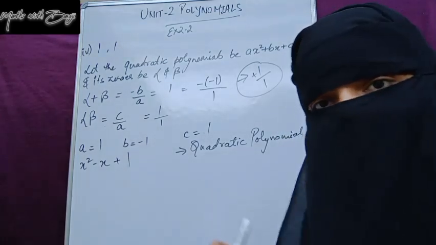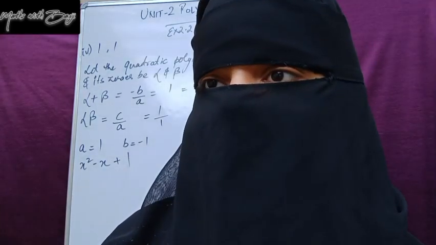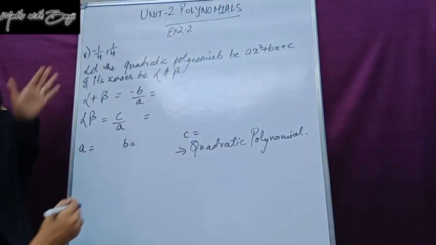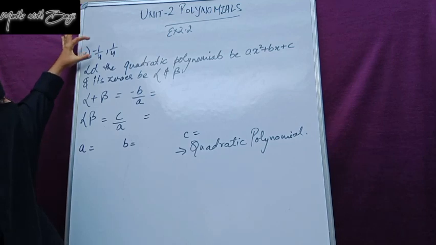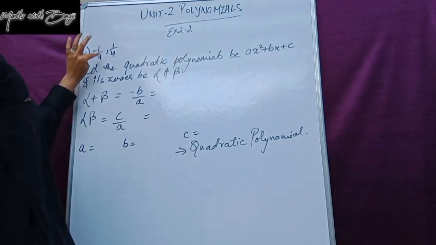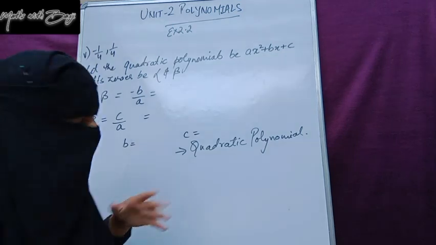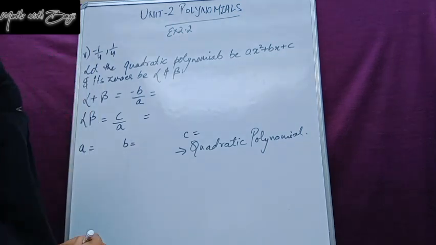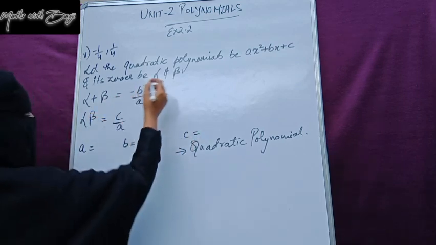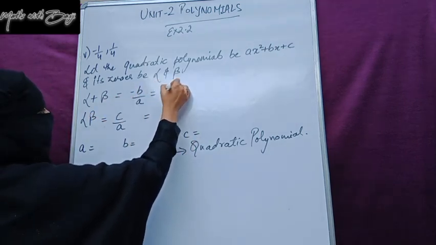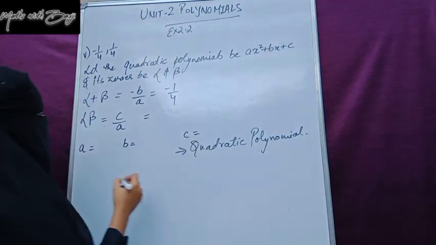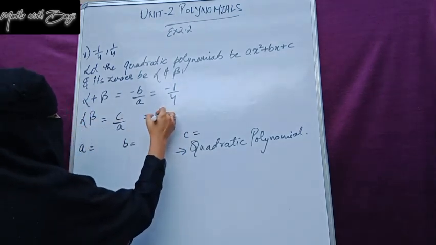Now let's move to part 5. What are the zeros given? What are the roots given? That is minus 1 upon 4, and 1, where one is positive and one is negative. So let's take alpha plus beta, sum of its zeros. We can write minus 1 upon 4. From here we get the value of a, and for the product 1 upon 4.